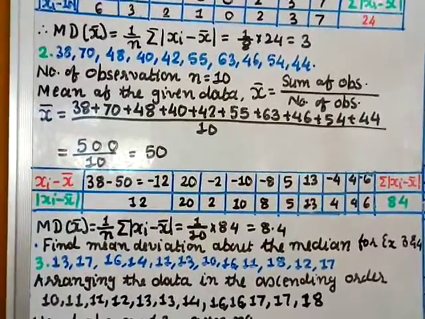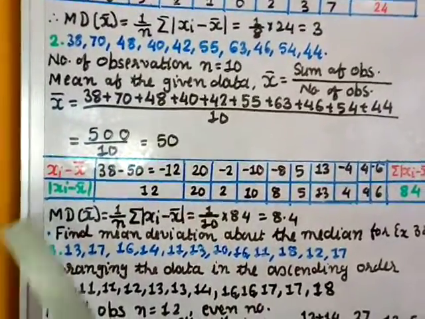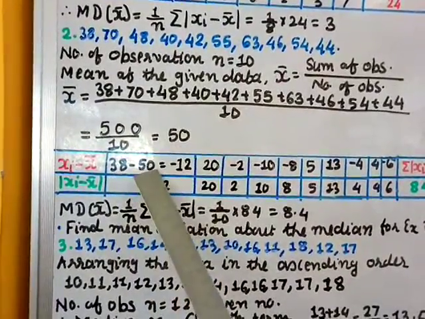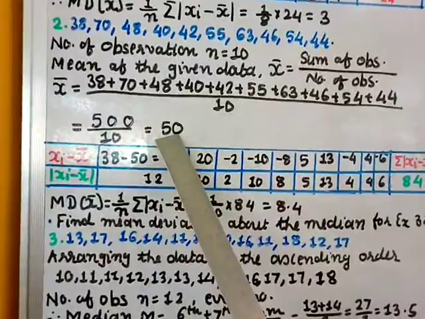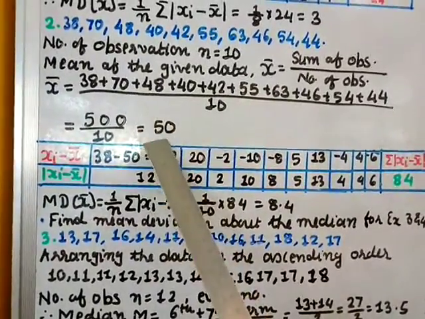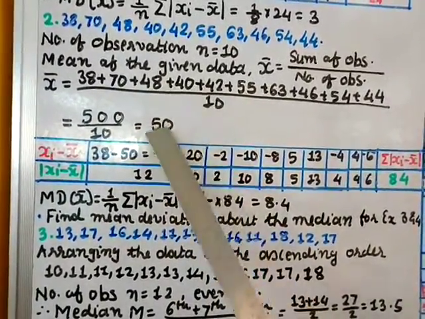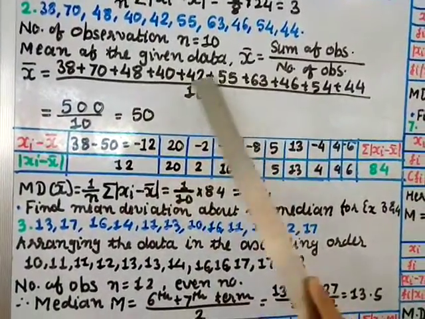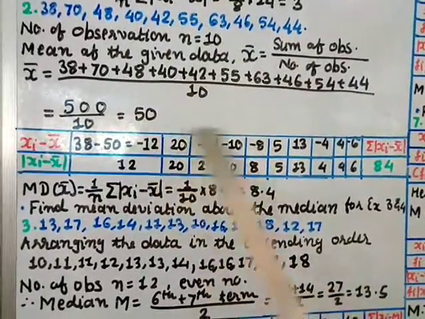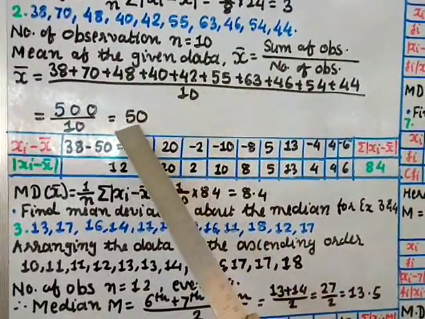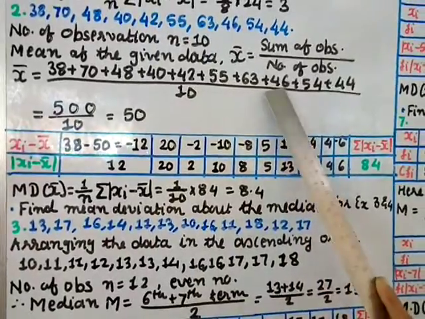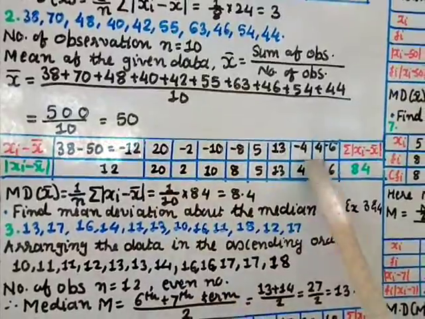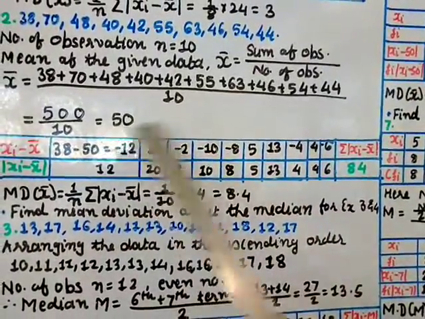Now we have to find xi minus x bar. This is the x bar value. So xi minus x bar, that means 38 minus 50, which gives you minus 12. Then 70 minus 50 is 20. 48 minus 50 is minus 2. 40 minus 50 is minus 10. 42 minus 50 is minus 8. 55 minus 50 is plus 5. 63 minus 50 is plus 13. 46 minus 50 is minus 4. 54 minus 50 is plus 4. 44 minus 50 is minus 6.